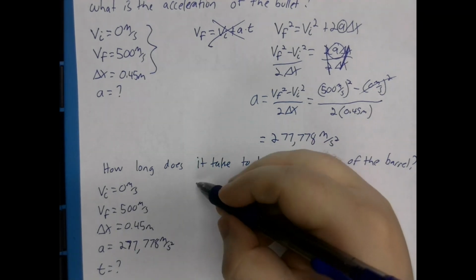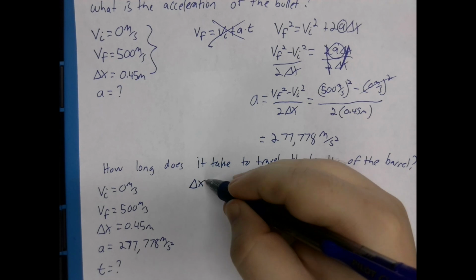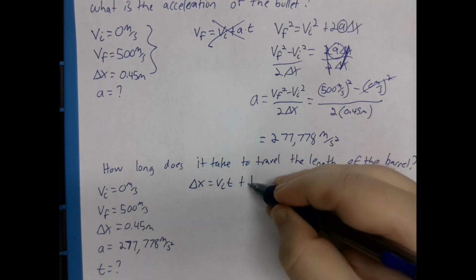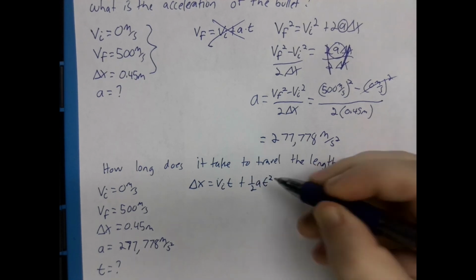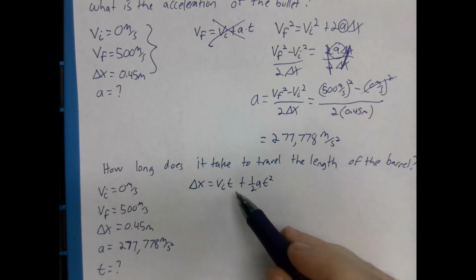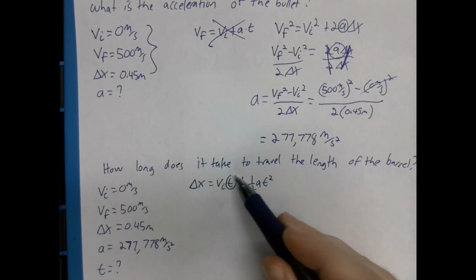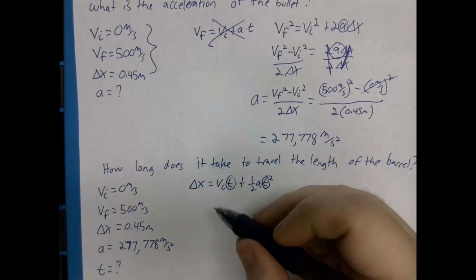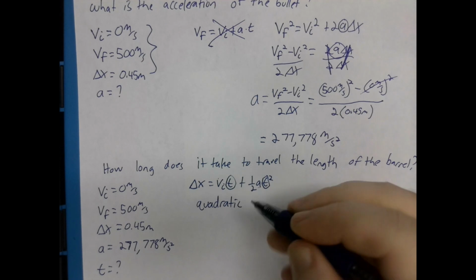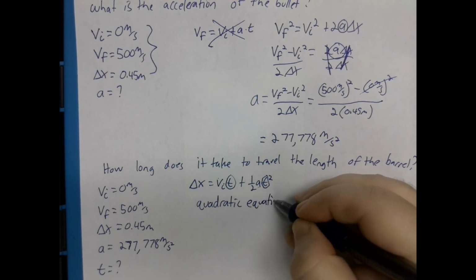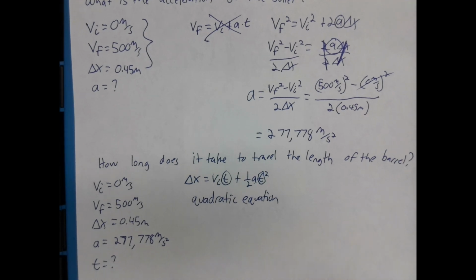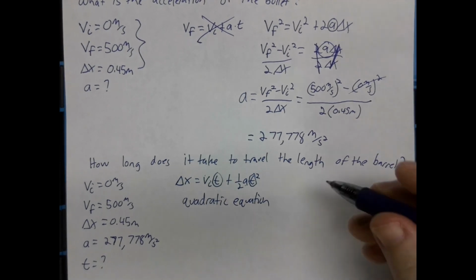Now, you can use this equation. Delta x equals Vi t plus 1/2 AT squared. We have A, we have Vi, we have delta x. However, we have 2 t's. We have a t here, t here. This means we have to use the quadratic equation. The quadratic equation is long and complicated. I would not use this equation. Let's look at another equation.